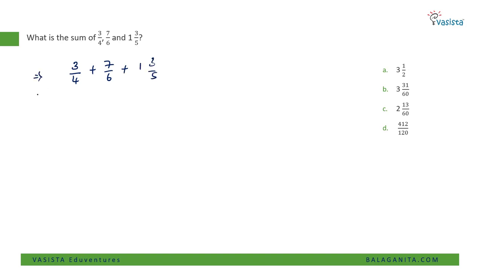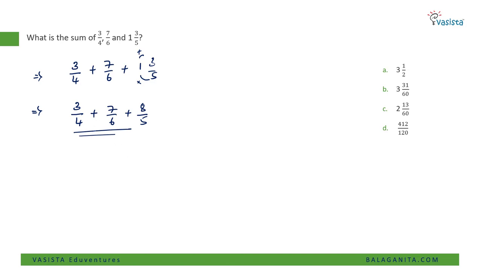The first step is what? You always convert a mixed fraction to an improper fraction. So let me first convert: 3/4 plus 7/6 plus what? How do you need to convert? Multiply this and add this. The product you need to add. 5 ones are 5 plus 3, 8/5. Now you need to add.